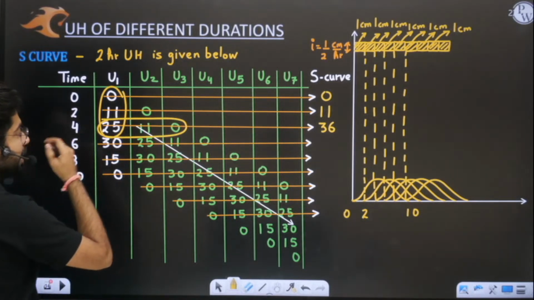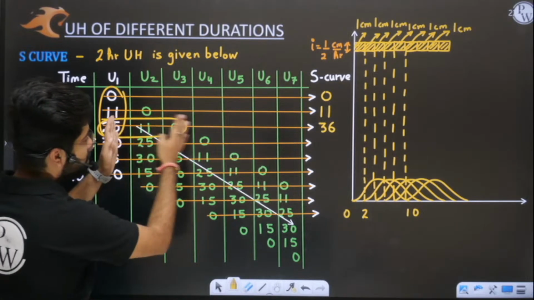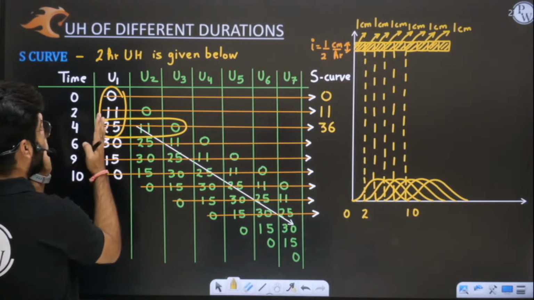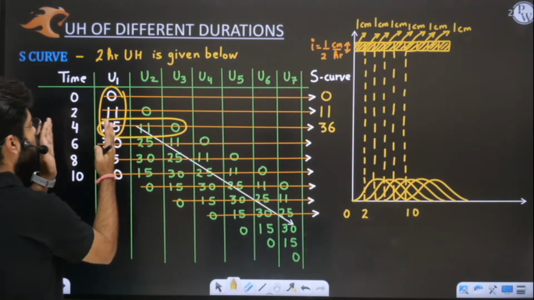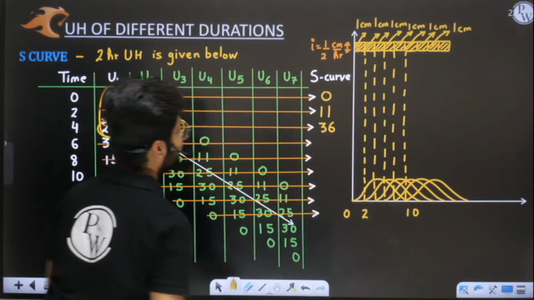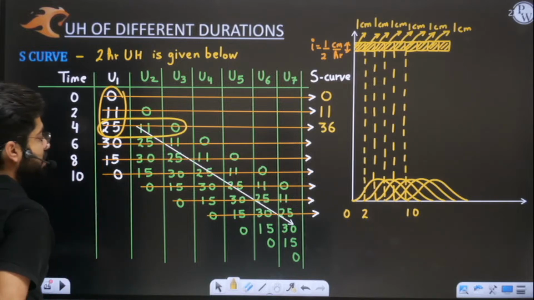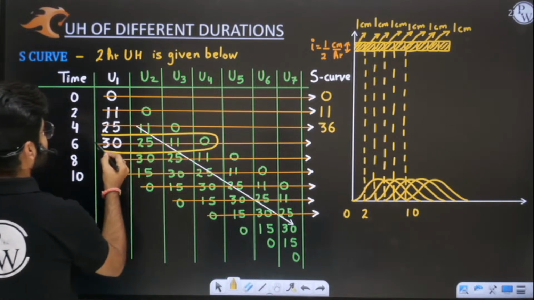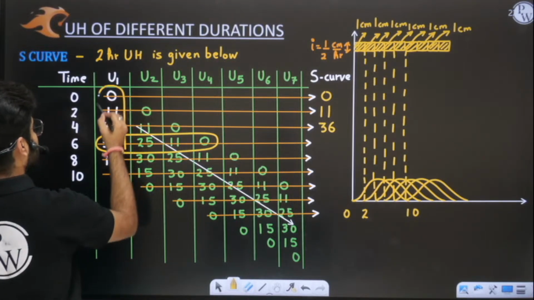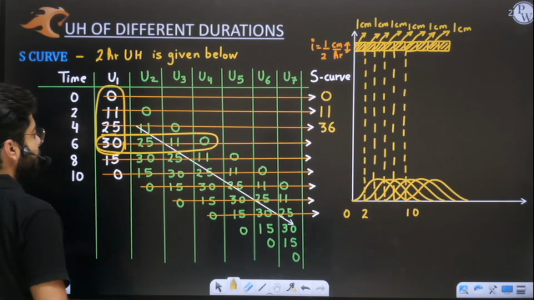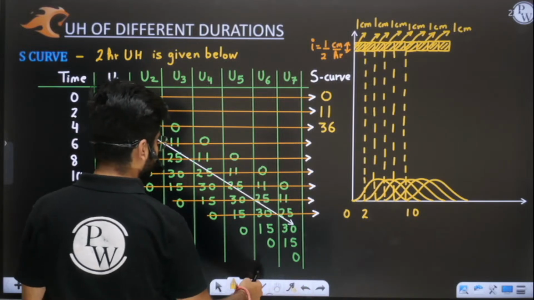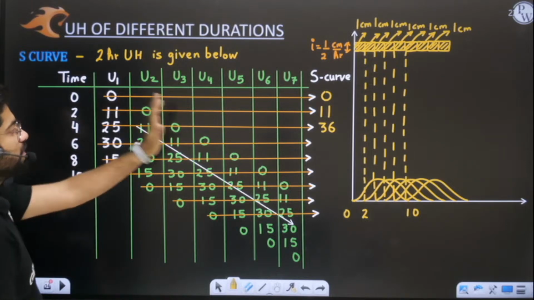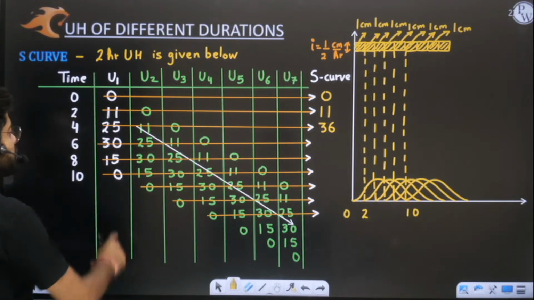I am telling you this because every time I will not draw this. This is only one time. I will directly tell you how to write S curve ordinates directly from the 2 hour unit hydrograph. That's why I am showing you this. If you sum these values or sum these values, both are the same. So if I only have the 2 hour unit hydrograph, from that also I can draw the S curve. So simply add them.